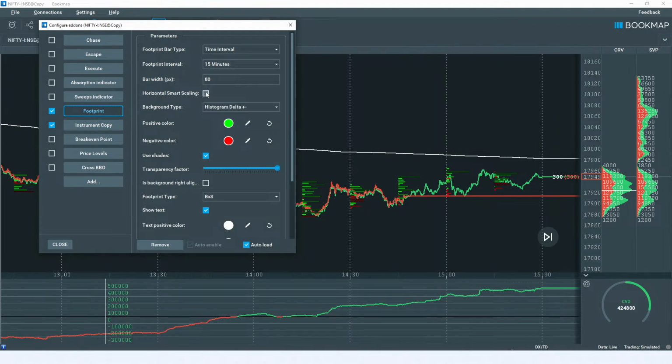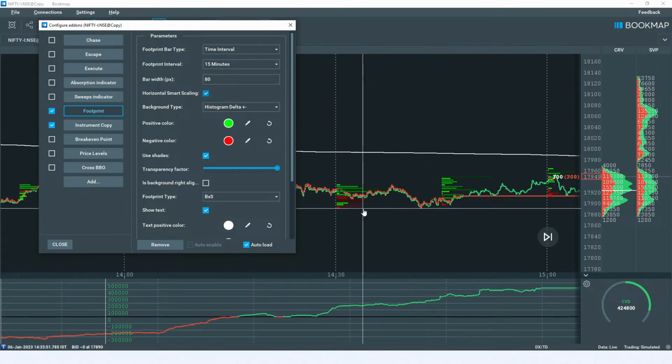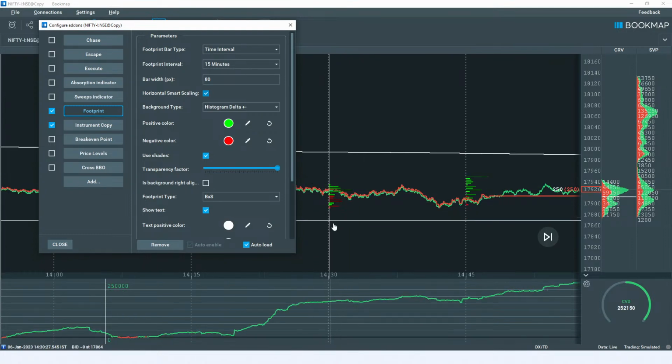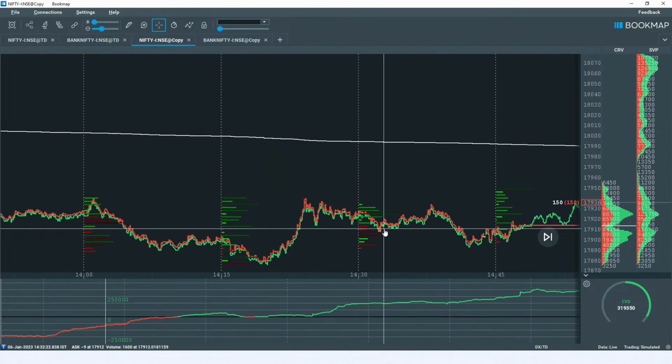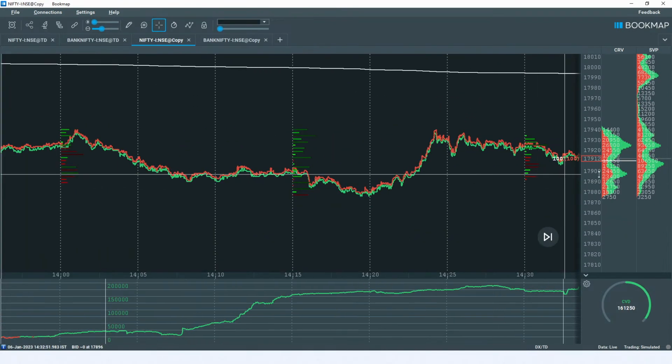Horizontal smart scaling. All right. It's highly recommended to keep it active. Basically it scales the footprint information according to your zoom in and zoom out activity. So hence I'm keeping it active. Then comes the background type. All right. The information that you are seeing, just a moment, let me zoom in a bit and show you.